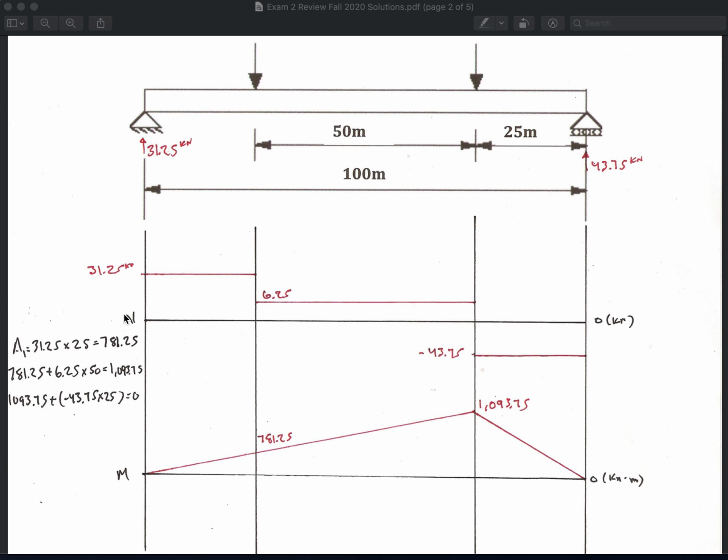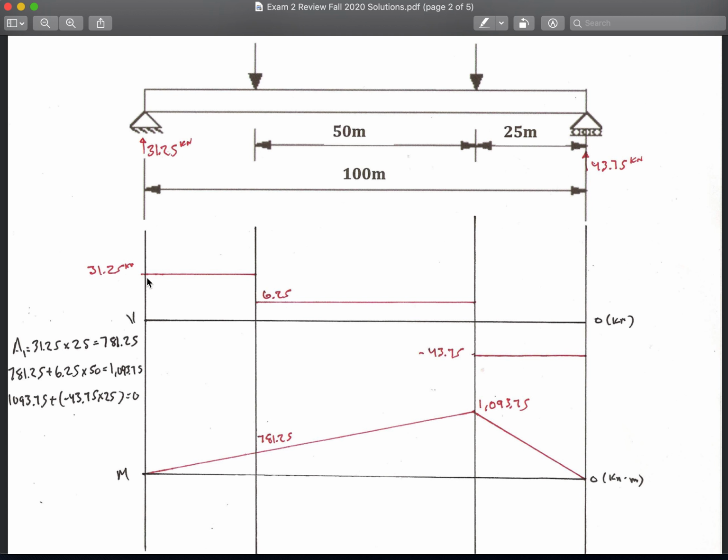Then I will label this. First, I label this shear diagram with a V, with this being the 0 line, and I'll write the units here. Same thing with M. This is the M line, which is 0 for moment, and kilonewton meters for my units.